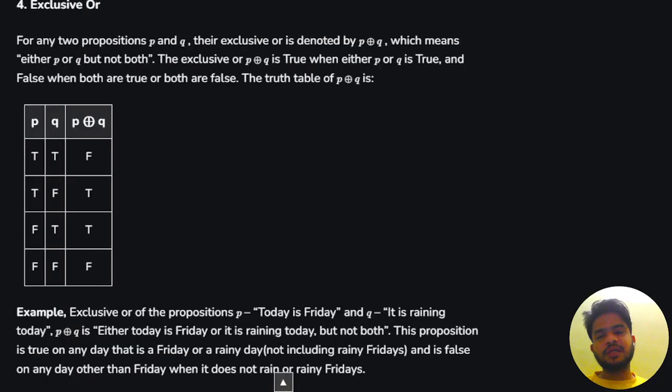Let us understand exclusive OR. For any two propositions P and Q, their exclusive OR is denoted by P exclusive OR Q, which means either P or Q but not both. The exclusive OR is true when either P or Q is true, and false when both are true or both are false. The truth table of P exclusive OR Q is given below.